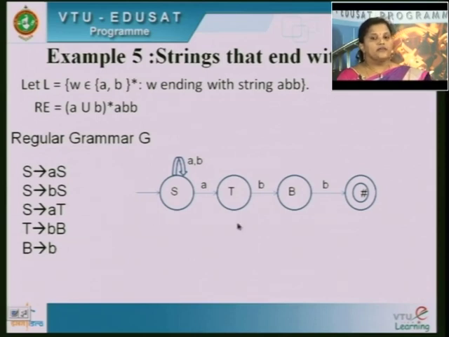So, the equivalent FSM, if you write it, will be like this. For starting, S derives AS or BS, next S derives AT, next T derives BB, next B derives small b. So, we will make this the acceptance state.